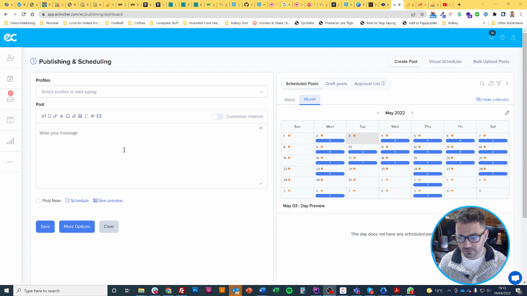So, first thing is, in Eclincher, I've gone to the publishing and scheduling part of Eclincher, and I've put it into a month. You could still leave it on week if you want. And I'm looking in May at the moment, so I'm planning ahead like I should be. And if I just look at these yellow dots, I'll see that on the 1st of May is May Day. So that might be something that relates to my business, it might not be, but I would generally just make a note of these things. It's also International Workers' Day, so you might find that useful.